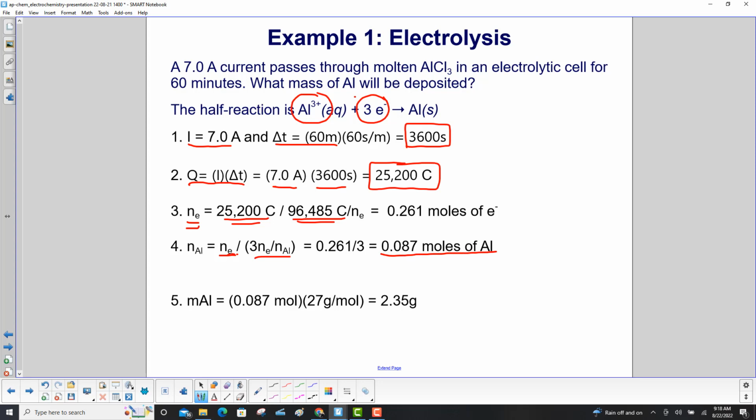Finally, we go to the periodic table, and we have 0.087 moles, and we have 27 grams per mole of aluminum. We get that off the periodic table. So we have 2.35 grams of aluminum deposited.